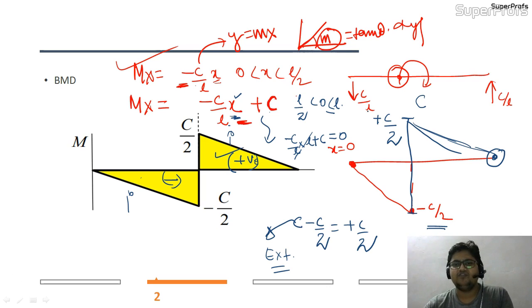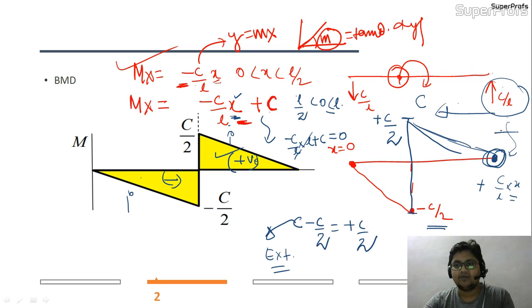If you find any difficulty in taking sections after the load, you can do one thing: start taking the equation from the right hand side. So it is also very simple, friends. Like here C by L is acting in upward direction. So what will be the moment equation here? It will be C by L into X. That will be positive because this is a sagging moment. So again the line will pass through the origin. If I am taking from the right hand side, my origin will be here, and at x equal to L by 2, again it will be plus C by 2.